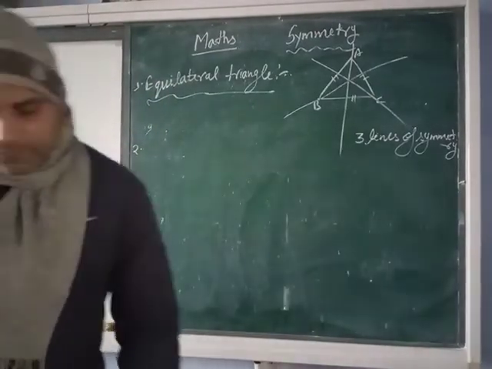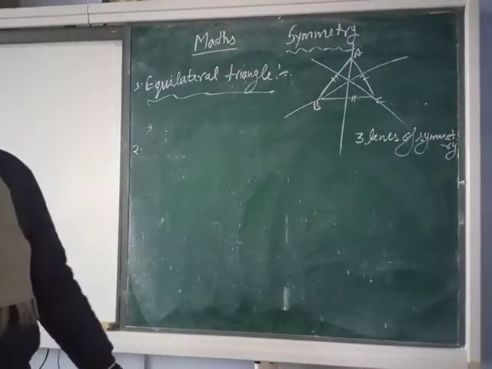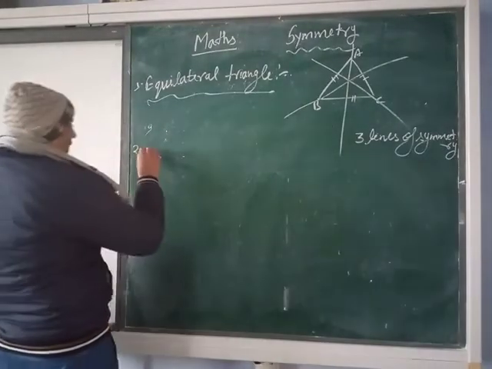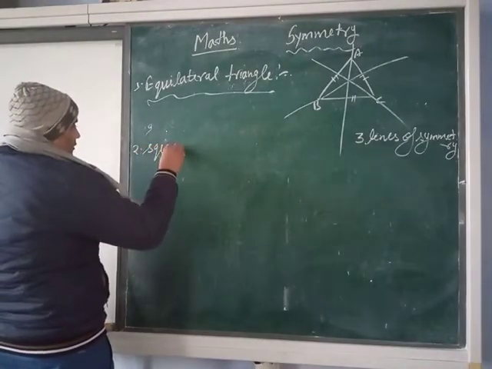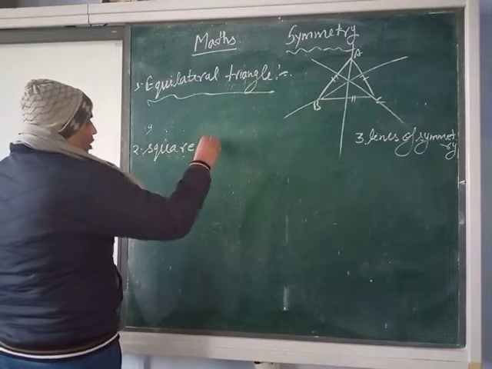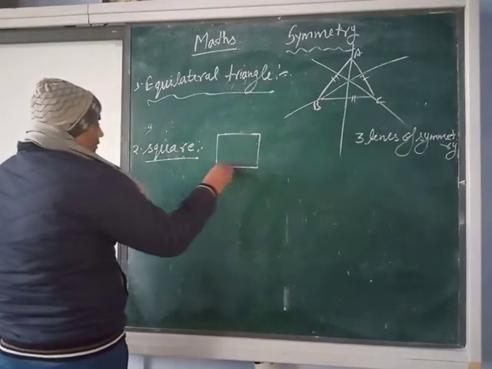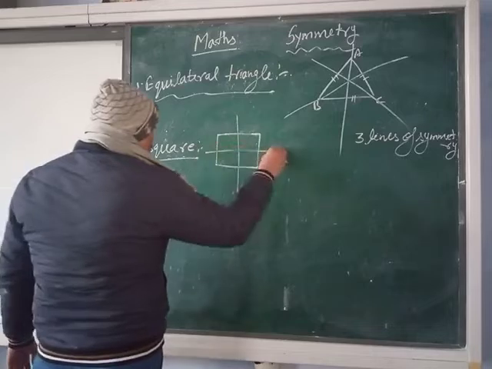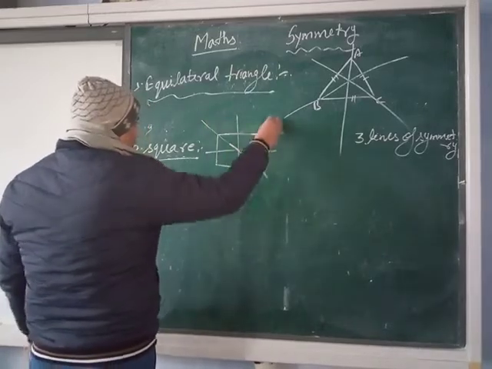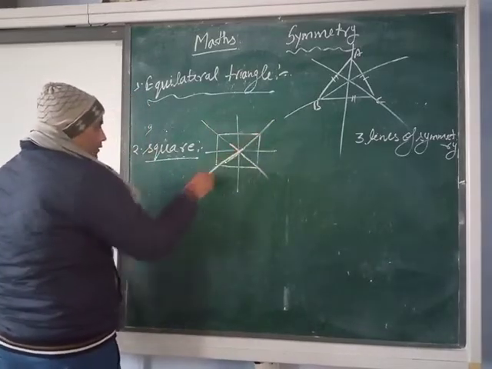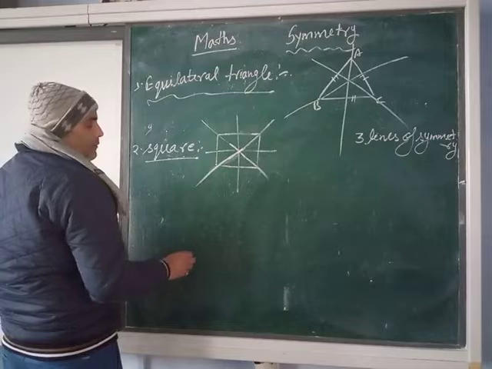The second one is a square. How many lines of symmetry does a square have? That is, a square has 4 lines of symmetry. Okay.